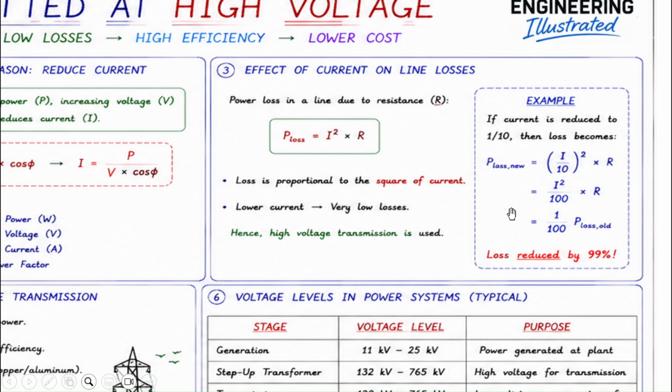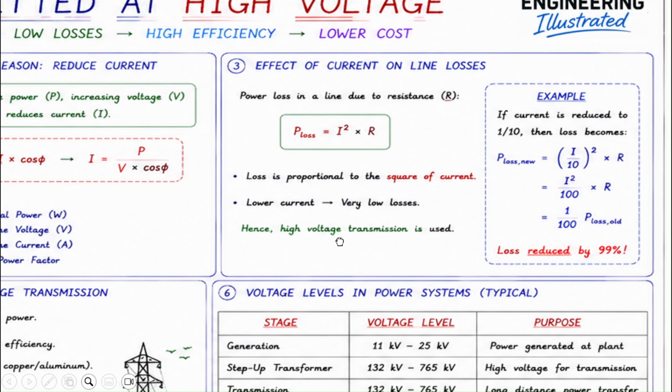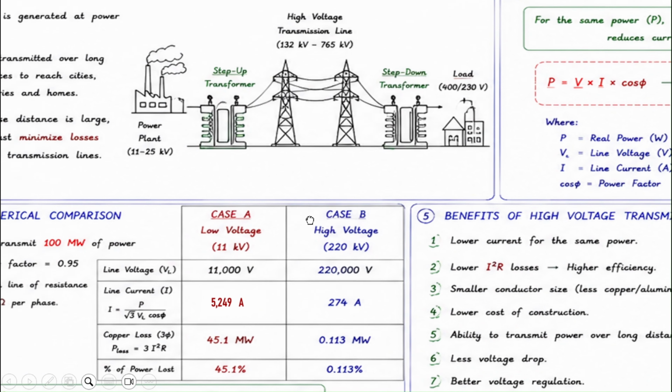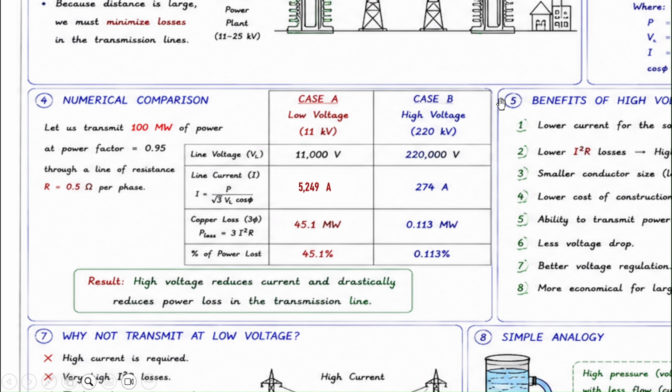So a very brief example here. If the current is reduced to 1/10, then if you plug the 1/10 in where the current is, the power loss will be 1/100. Okay, so that's a brief example. Let's look in greater detail now. Let's do a numerical comparison.